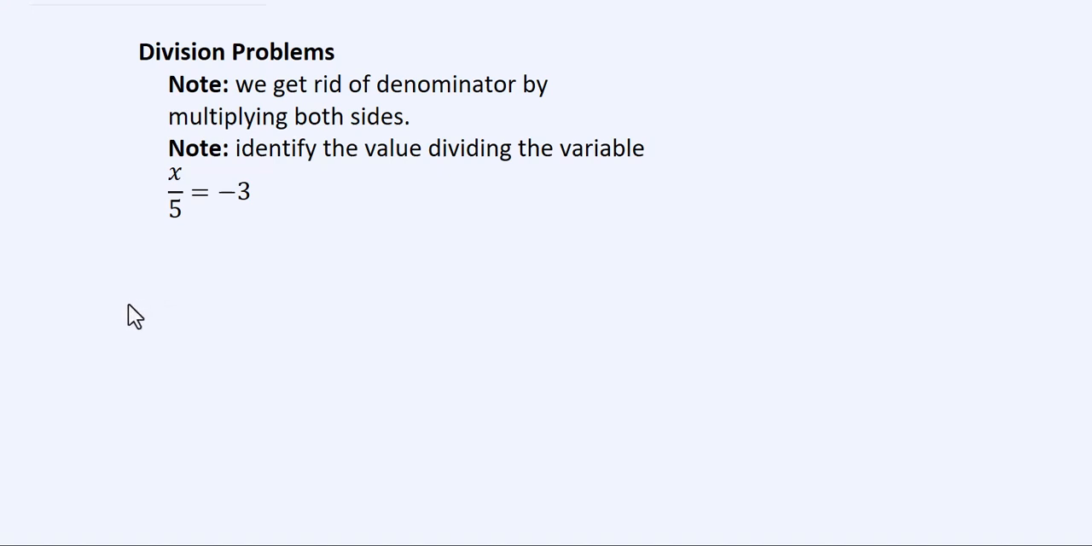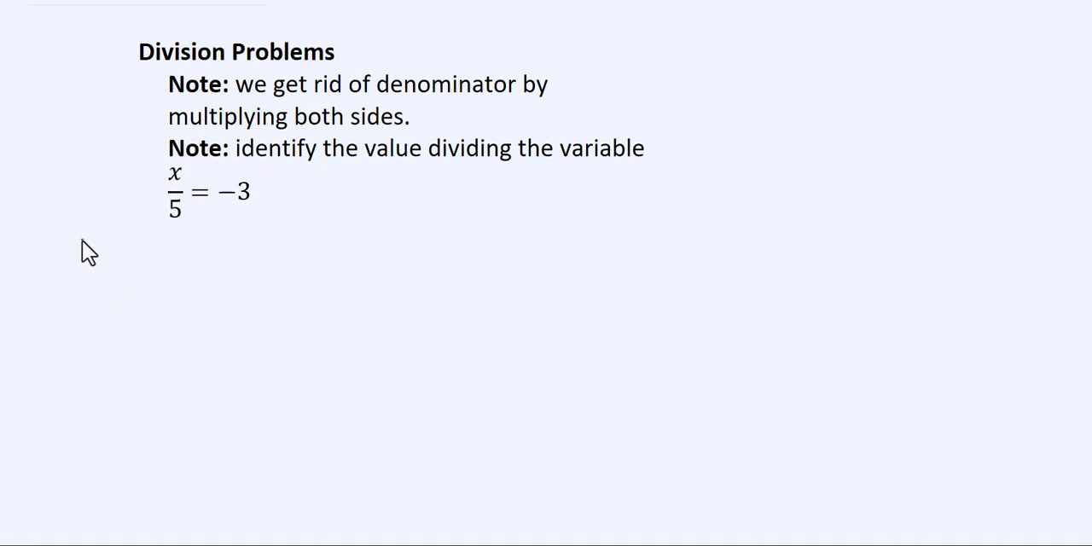Remember, we started from addition, we moved to subtraction, and then we went to multiplication, now division. So for division, we get rid of the denominator by multiplying both sides. So now we focus on the denominator. Now identify the value dividing the variable, and that value dividing our variable is the denominator. Here we have what? We have 5. We use the value dividing our variable, which happens to be the denominator, to multiply both sides.